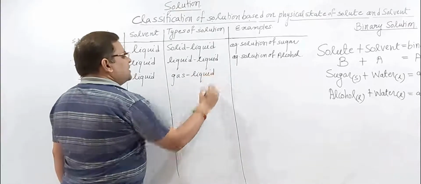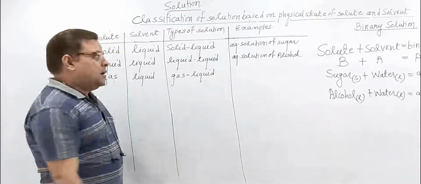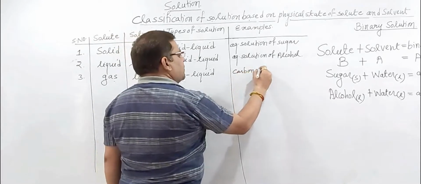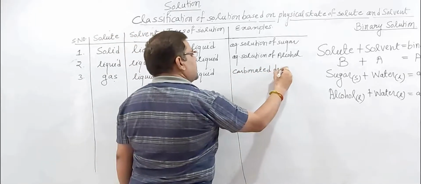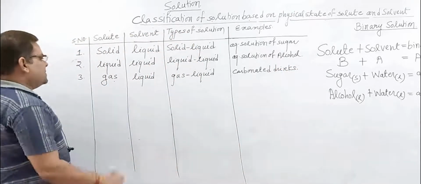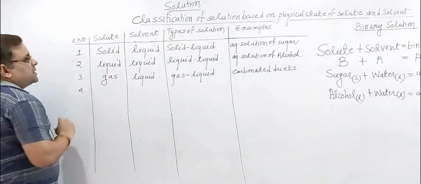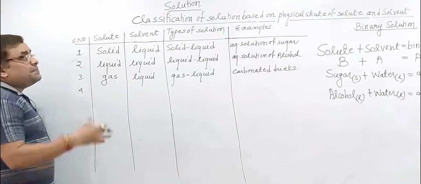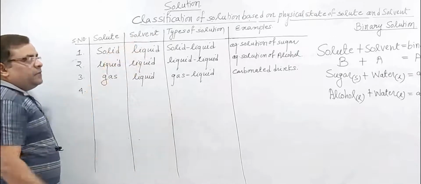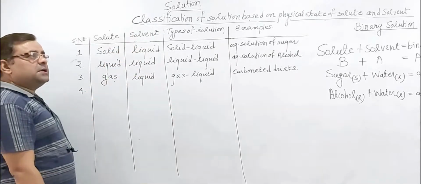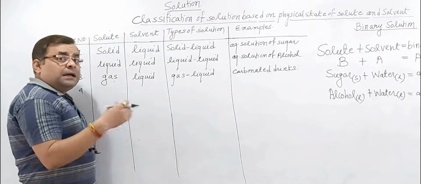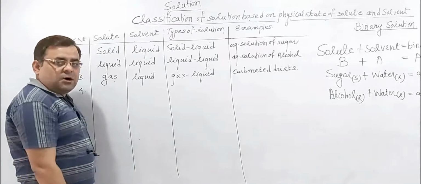So what is the example of gas in liquid solution? All types of carbonated drinks can be considered in this category. And the fourth kind of solution is the gas based solution. Those solutions having solvent in gaseous state are called gas based solutions.